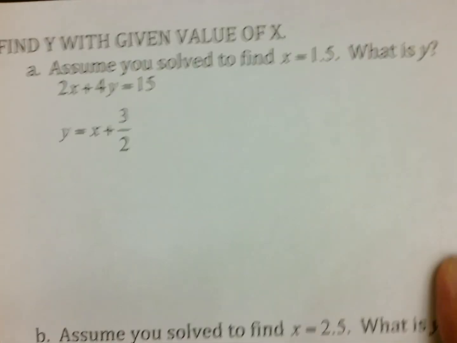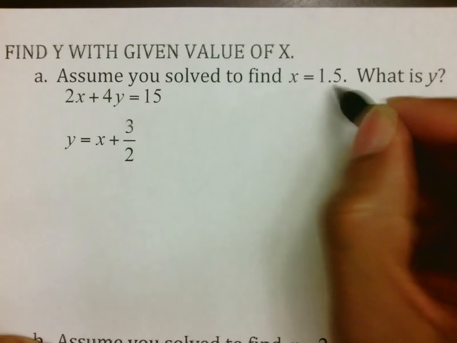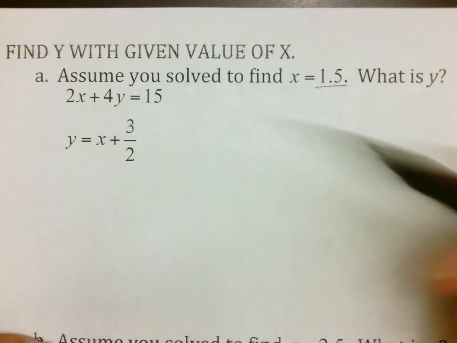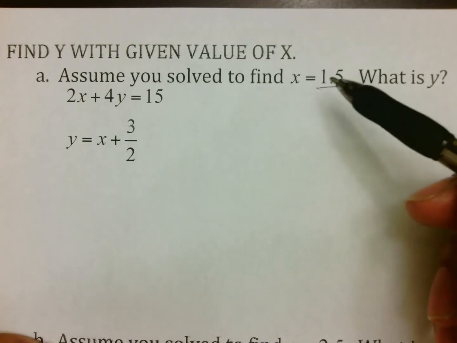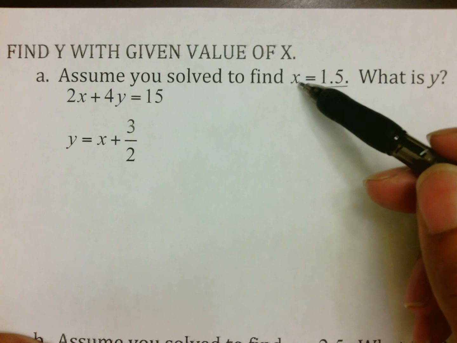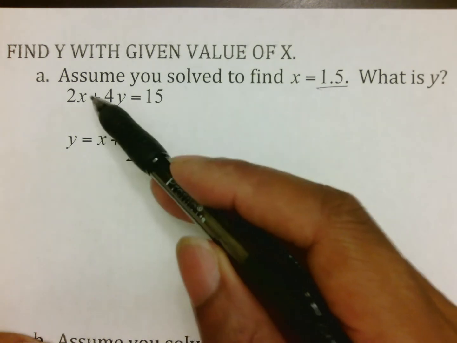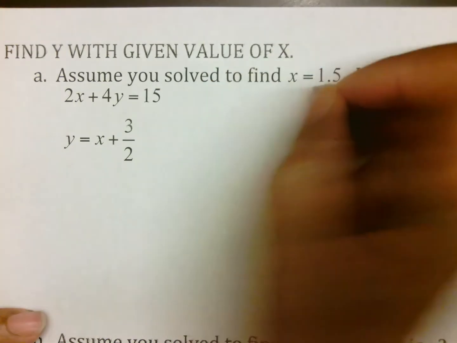So again, what this is saying is assume you solved this using box and switch to find x equals 1.5. So all you have to do is take this 1.5 and plug it into one of these two equations. What we saw yesterday was that it's easiest to plug x into the equation where the variable is by itself, which is here. Now you can plug it in here, but it's easier to plug it in here. I'll show you the difference. Here I'm going to go ahead and use it here.